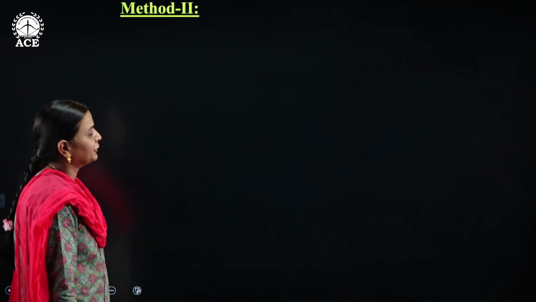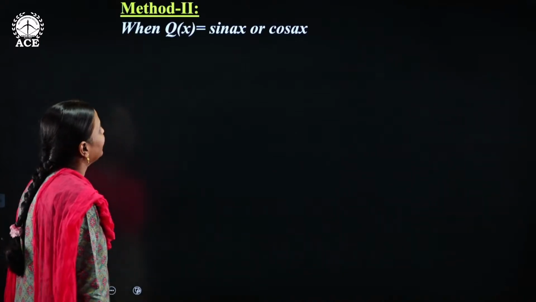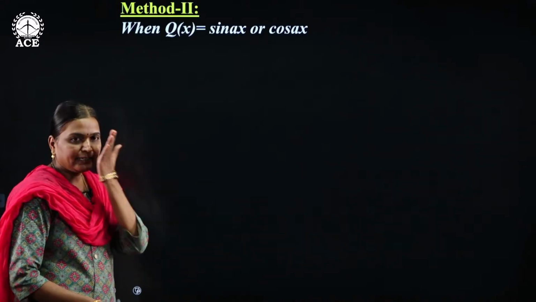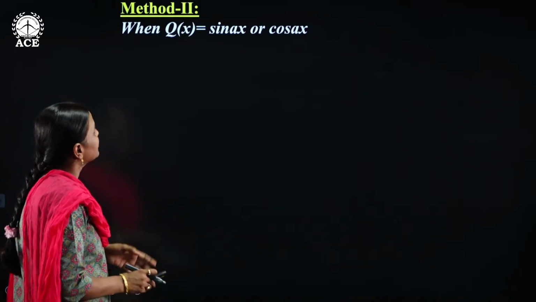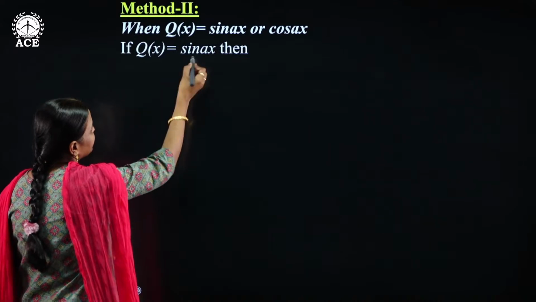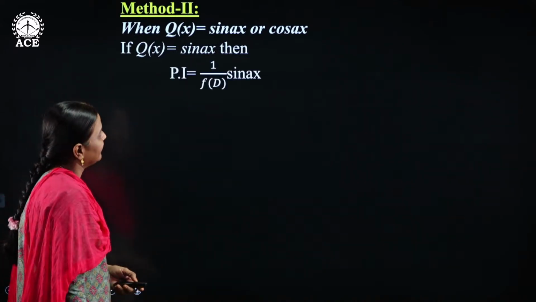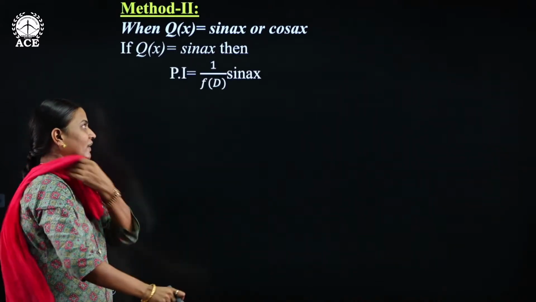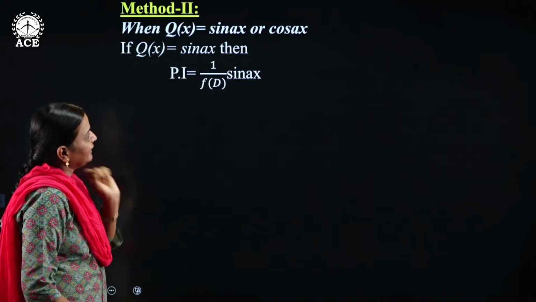Next, method 2. What is method 2? When Q of x is equal to sin ax or cos ax. So what is the definition of the particular integral? Suppose we consider Q of x equal to sin ax. What is the particular integral definition? 1 by f of D into sin ax.